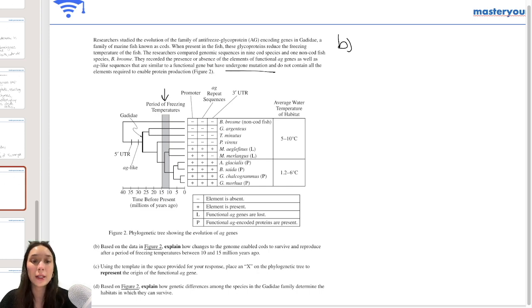Okay, and after this period of freezing temperatures, you had a change in the environment, so the temperatures would have dropped. And as a result, the ones that had the mutation that had this antifreeze glycoprotein, because having the antifreeze glycoprotein means that you can survive at colder temperatures. So the ones that did have all of these functional genes were able to survive and would have been selected for in this colder environment.